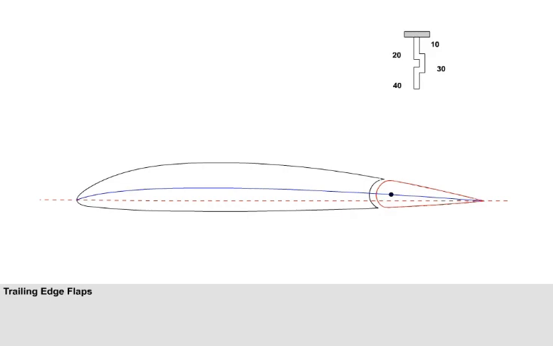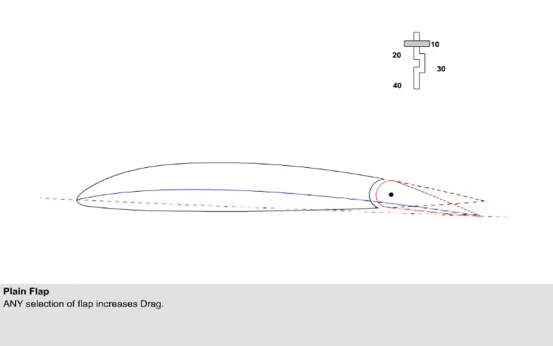The plain flap is usually fitted to light aircraft and is of simple construction. The plain flap gives a good increase in CLmax, but with fairly high drag. Here we show a 10-degree flap selection. 10 degrees of flap will be ideal for takeoff, because CLmax will be increased a moderate amount, but drag will increase only slightly.